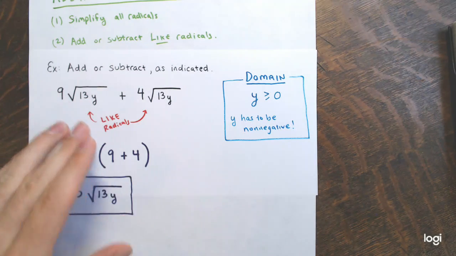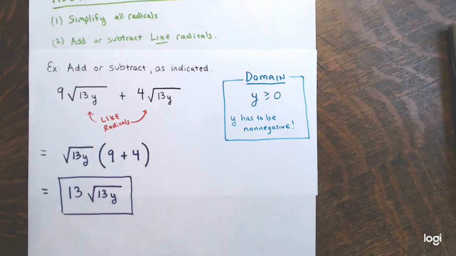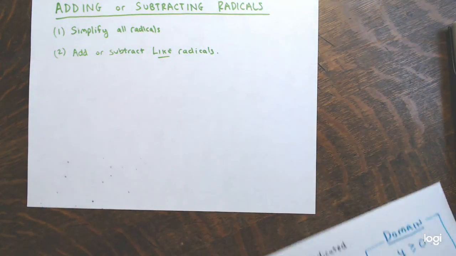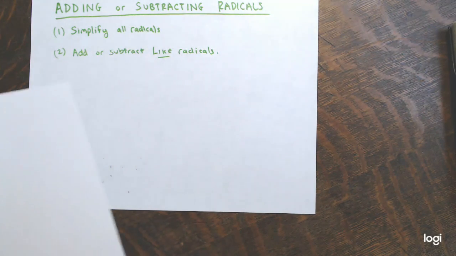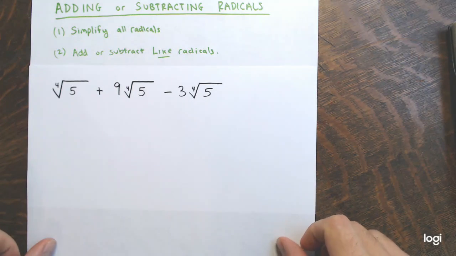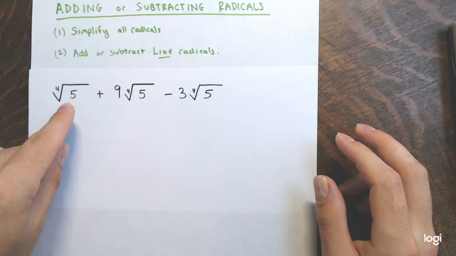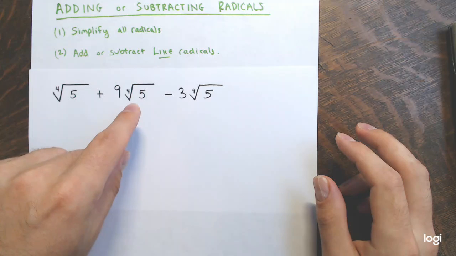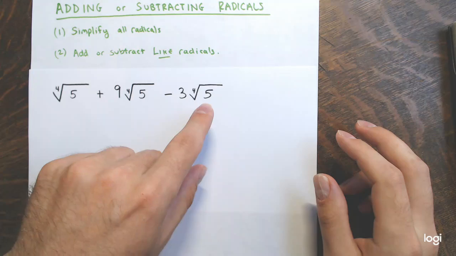Okay, so that one was nice and simple. The radicals were already like, and I could just combine the coefficients, the numbers in front of them, to make 13, or do the factoring out like I like to do. All right, well, let's look at my next example. And this next one is just as simple. It's just got 3 terms instead of 2. Pardon me, the 4th root of 5 plus, then the second term, 9 times the 4th root of 5 plus, and then the last term is negative 3 times the 4th root of 5.